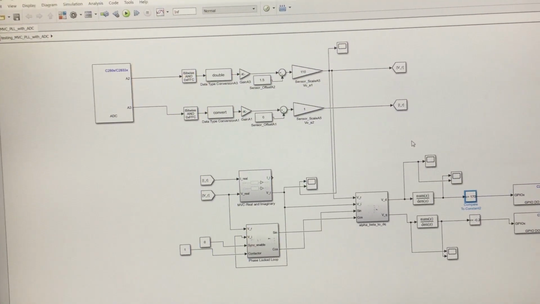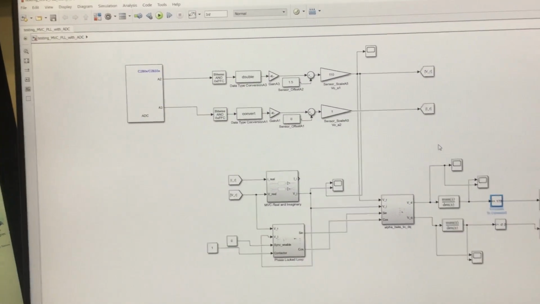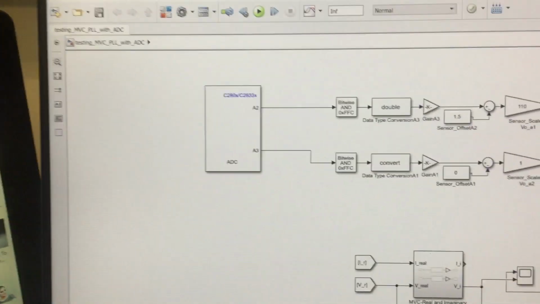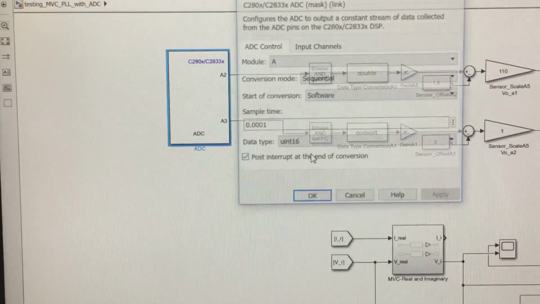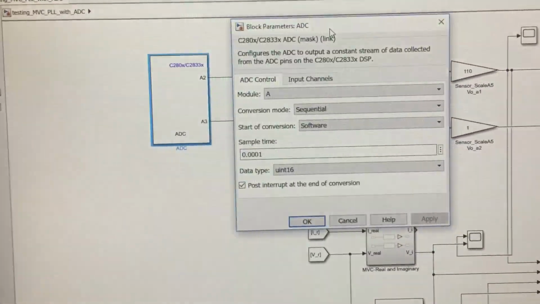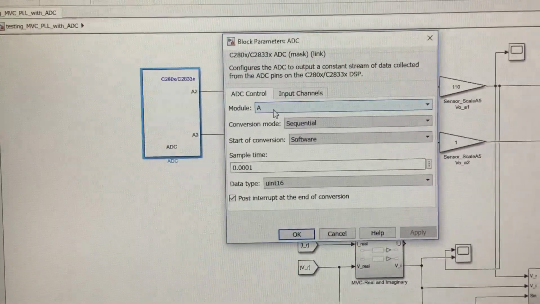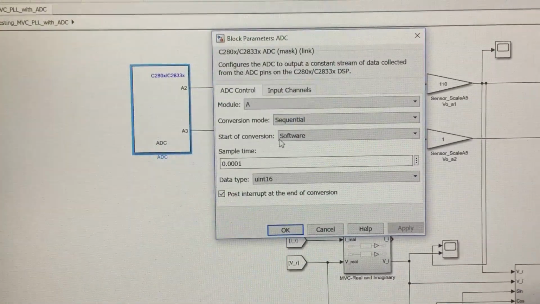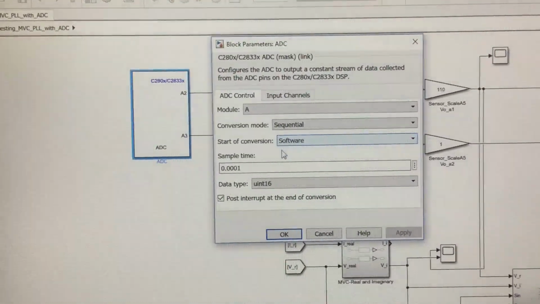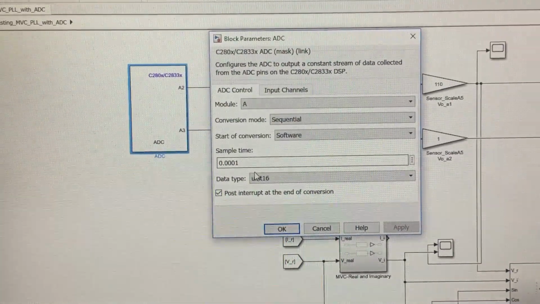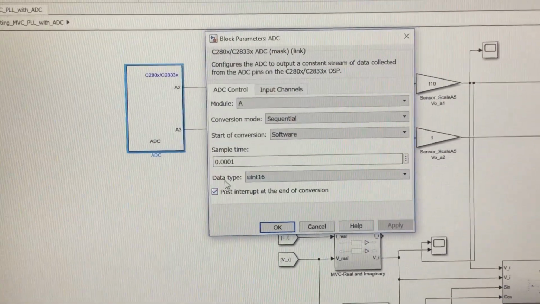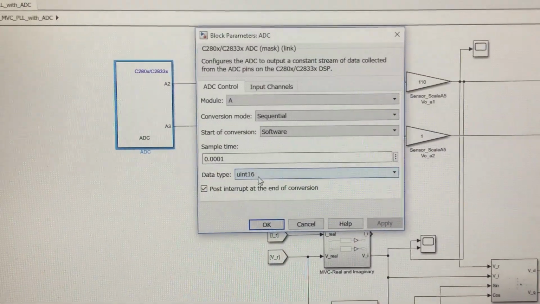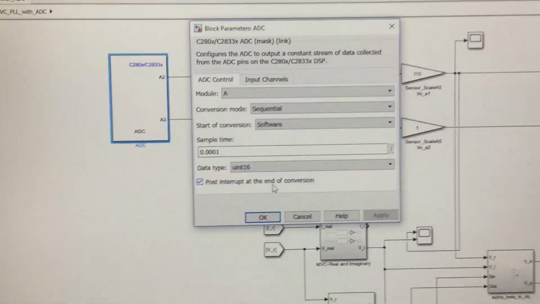So how do we start is that we're gonna make use of the ADC block over here, and we are going to make use of module A. Conversion mode is sequential. Right now we are making use of the software conversion only with a sample time of 0.001. Now make sure that the data type is unsigned integers of 16-bit.